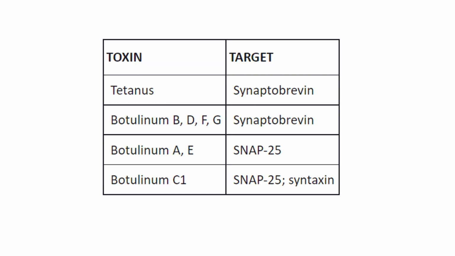There are different types of botulinum toxins. There's, first of all, B, D, F, and G. What they do is they get into the axon terminal button of the alpha motor neurons and knock out synaptobrevin, just like the bacteria that causes tetanus.